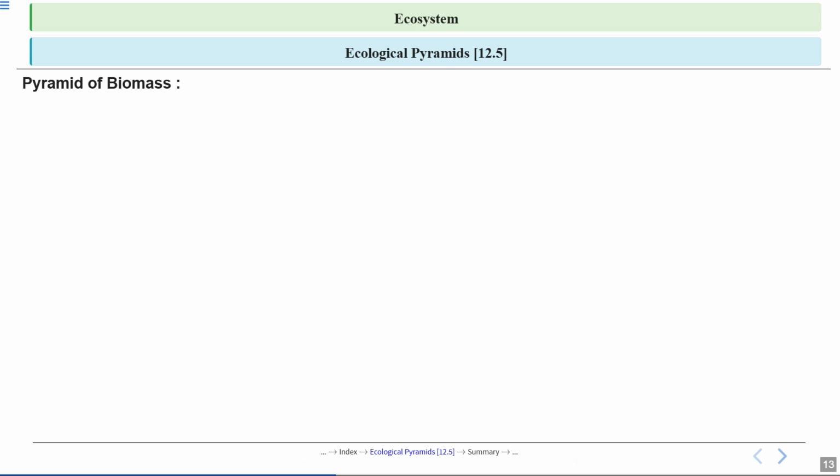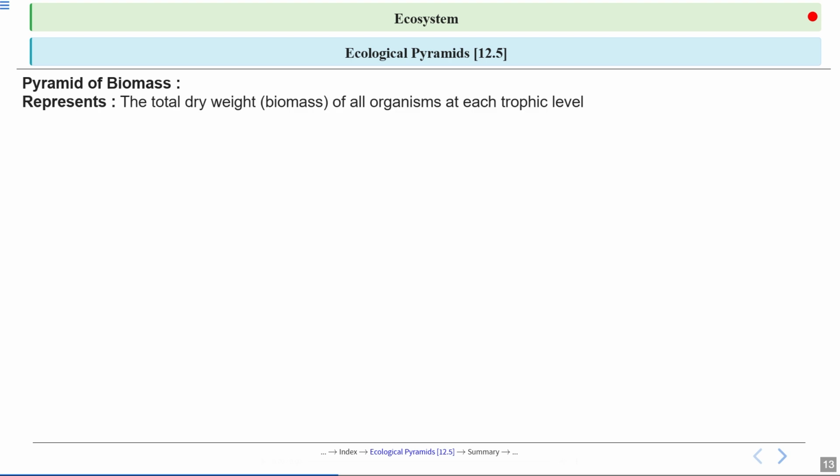Let's talk about the pyramid of biomass now. You can see the pyramid of biomass actually shows the total mass or weight of living organisms at each level of the food chain. Let's talk about the upright pyramid of biomass. Now, biomass decreases at successive trophic levels. So in an upright pyramid of biomass, the total weight of organisms at the bottom is the largest, while this total weight decreases as you move up each level.